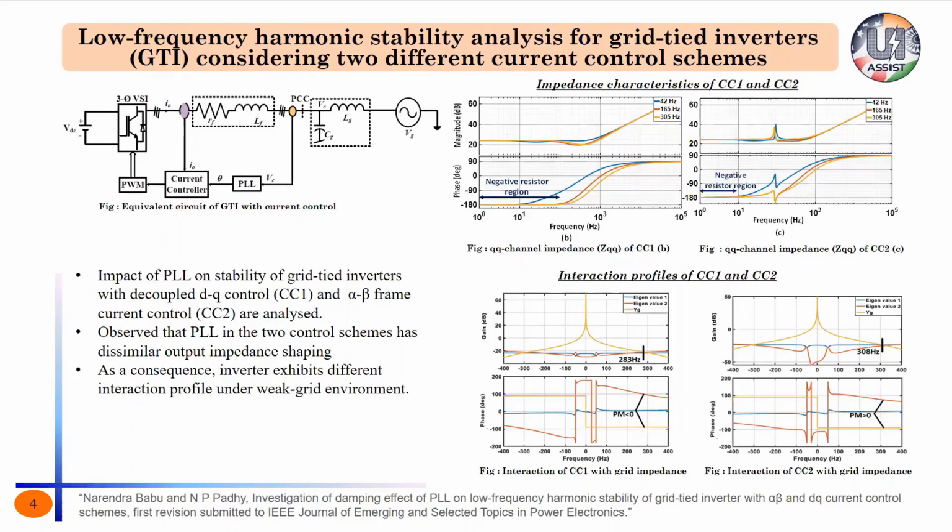After understanding how the PLL affects the two different current controllers, we have given an overview of how this drawback of the PLL creates interactions between the inverter and the grid impedance, right? In the bottom corner, we have given the interaction profiles of both current control schemes. The first figure is the interaction of CC1 with grid impedance. In both graphs, we have represented impedance in terms of eigenvalues. There are two eigenvalues extracted from the impedance model. If any one of the eigenvalues interacts with the grid admittance.